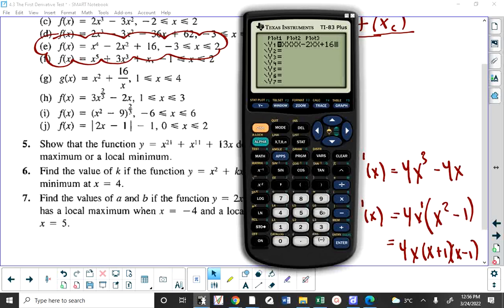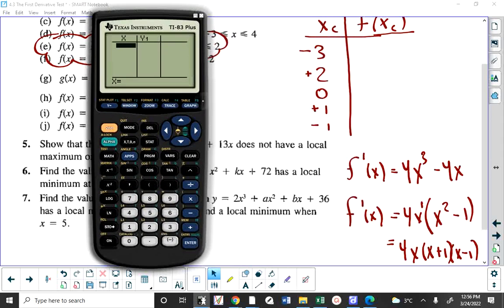I'm going to go to my table, after setting my table up to be on ask mode for the independent, which is x. By the way, the next line in this does nothing. You would think that if you put ask for the dependent, you could enter in a value of y and it would calculate x. It doesn't. I don't know what it does. So I go in here and now I'm just going to enter all of those numbers. Negative 3, 2, 0, 1, and negative 1.